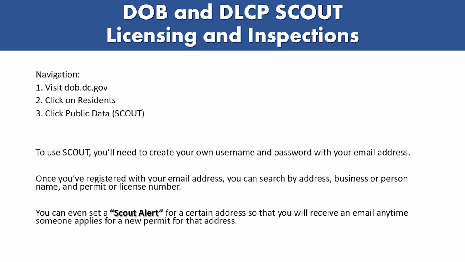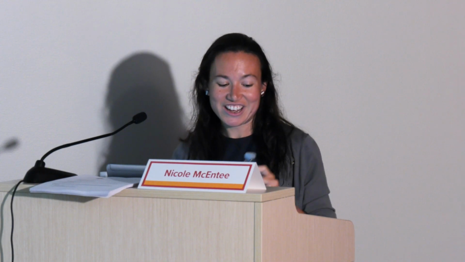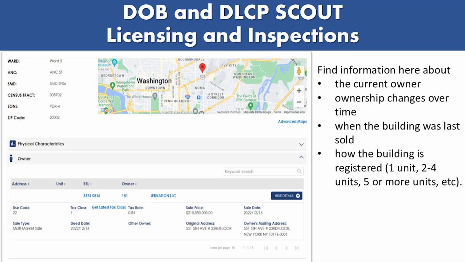So again, this is the navigation, and it's on your sheet on how to get to the Scout website. It is going to ask you for a username and password, so you will have to create your own login. But once you've registered and logged in, you can search by address, business, or person name, or permit or license number. And what I like to do is you can even set up what they call a Scout alert for a specific address.